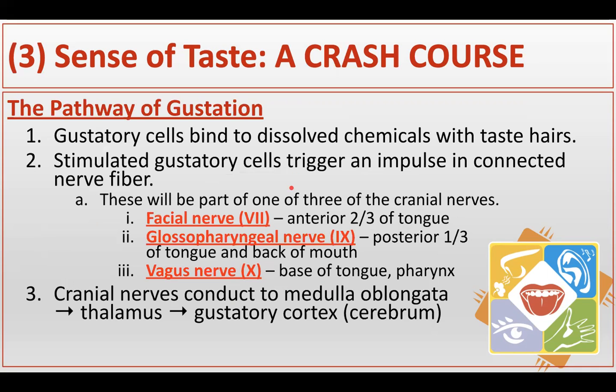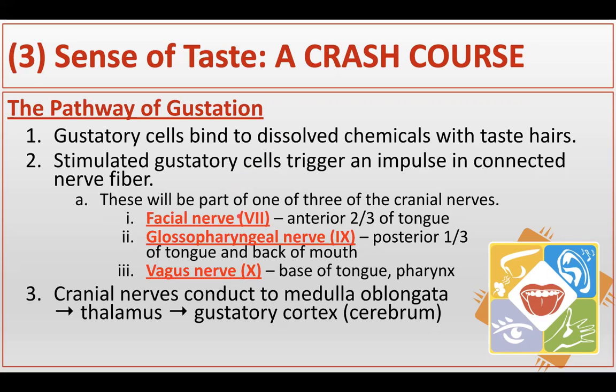All right, now the pathway of gustation. So as I said, this is pretty simple. First, the chemicals that you are getting from the food that you're chewing has to dissolve in the saliva. At that point, it's going to reach down into the papillae to the taste buds where the gustatory cells are. The gustatory cells detect the chemicals with the taste hairs. The gustatory cells are going to be stimulated. They trigger an impulse in the connected nerve fiber. The nerve fiber might be part of one of 3 cranial nerves, depending on where in the mouth we're talking.